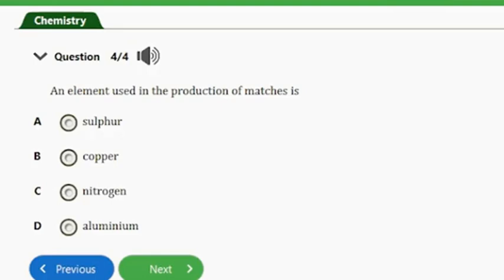When a match is struck, the friction generates enough heat to convert the red phosphorus on the matchbox to white phosphorus. This reacts with the potassium chlorate in the match head to produce enough heat to ignite the sulfur. This now sustains the flame long enough to ignite the wood of the matchstick. That's just a series of reactions occurring here.